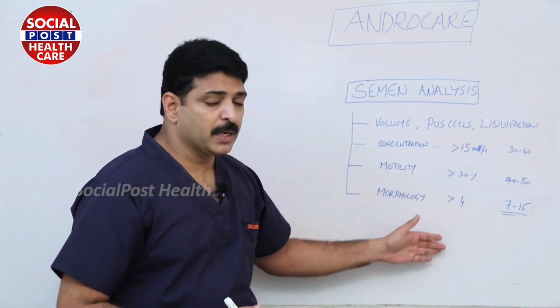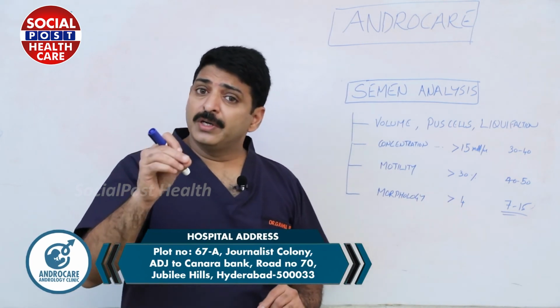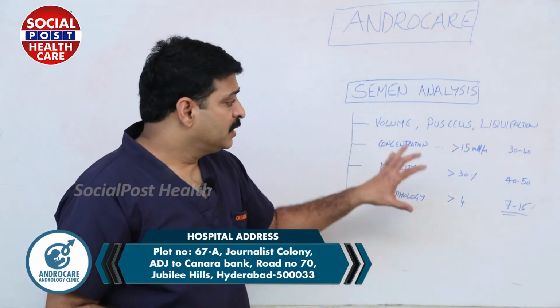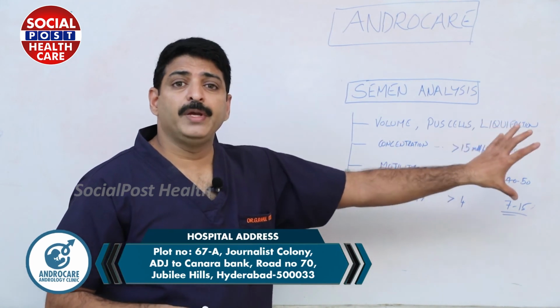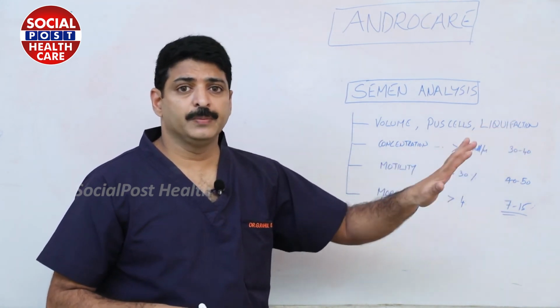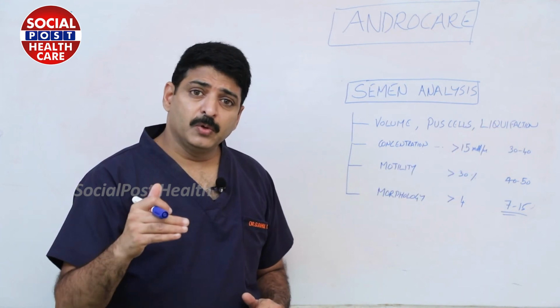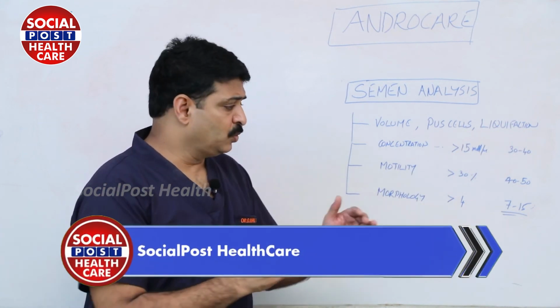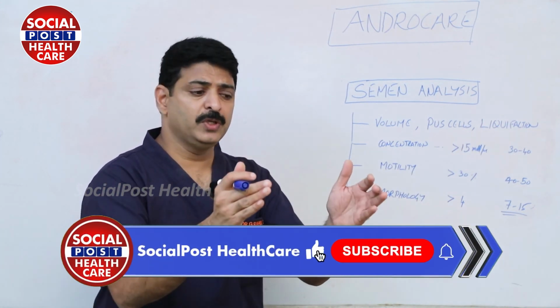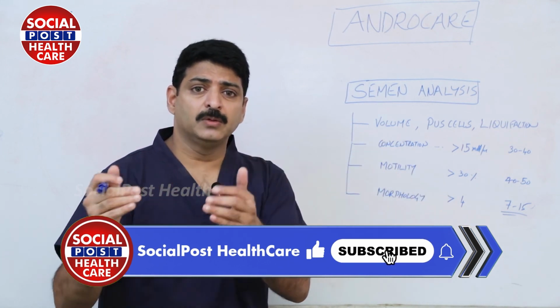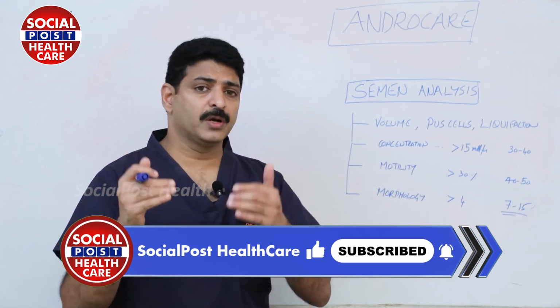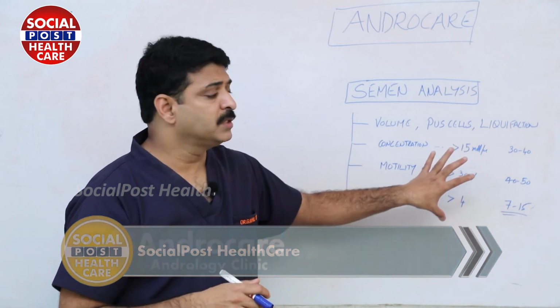We'll be posting on what has to be done when volume is less, what has to be done when concentration is less, and all other parameters. Another important thing you have to notice is that this is just a basic semen analysis test. It doesn't tell us about the functional aspect of the sperm. This is only the structural aspect of the sperm. We only say how many sperms are there and whether they are moving or not. That is what we see in a semen analysis sample.